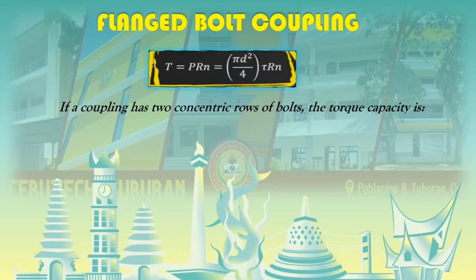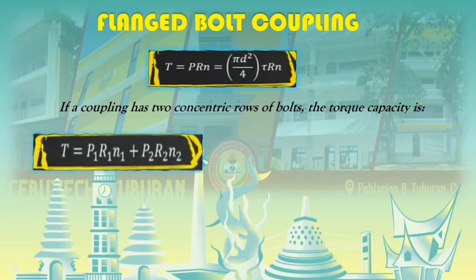Here, T is torque capacity, P is the shearing force per bolt, determined by multiplying the bolt's cross-sectional area, where d is bolt diameter, by the material's shear strength. R is the radius of the bolt circle, the distance from the flange center to each bolt, and N is the number of bolts in the row. In short, total torque is found by multiplying each bolt's force capacity by its distance from the center.